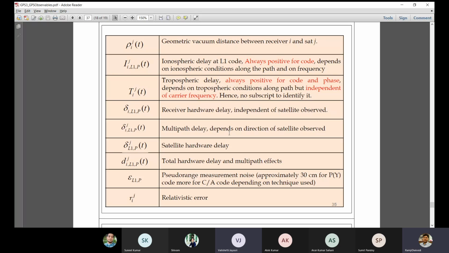The tropospheric delay is always positive for code and phase and independent of the carrier frequency. This is a very fundamental difference: tropospheric error would be the same for L1 or L2. So there is no L1 subscript mentioned for the tropospheric term, because it is independent of the carrier frequency. However, the ionospheric error depends on the carrier frequency, and it is always positive for the code and negative for the phase. We'll see that; the reason will be explained in the error sources. Receiver hardware delay, multipath, satellite hardware delay, and so on. The noise term also.